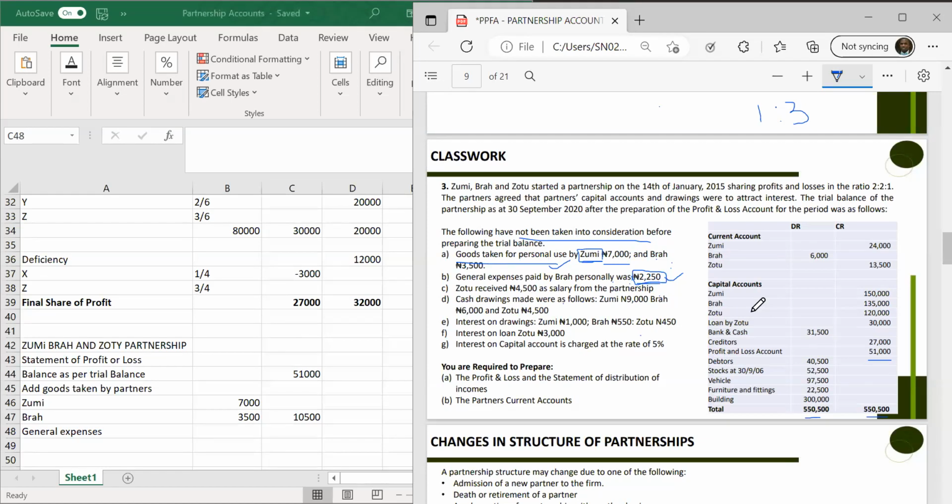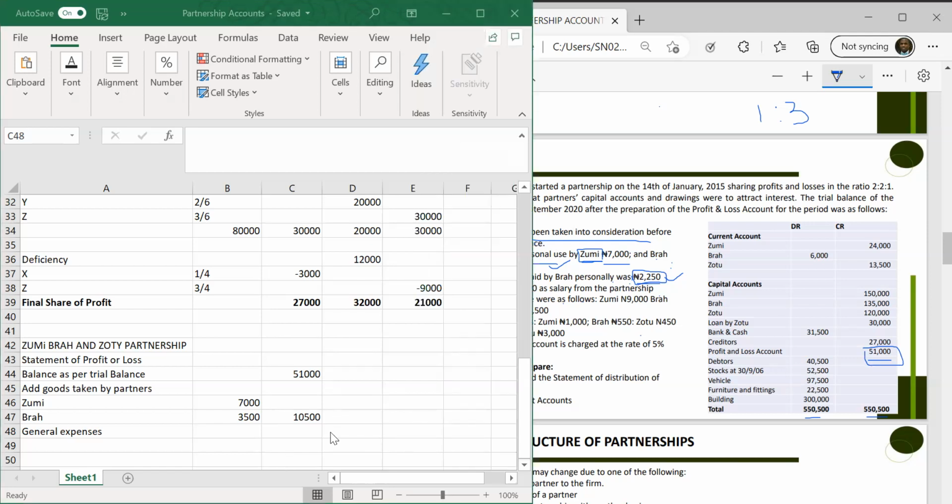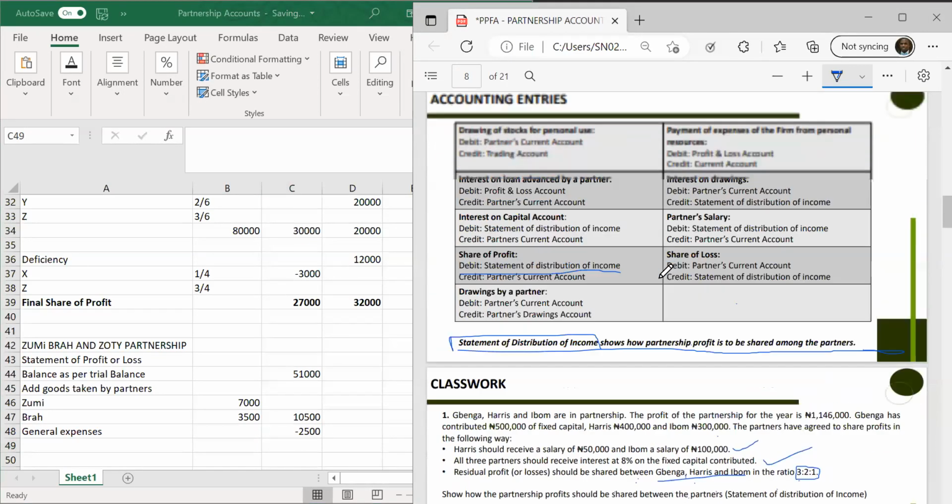Are you guys with me? Yes, sir. Am I losing you guys? No. Okay. If Bra had not paid it directly from his own pocket, the business will have paid for the general expenses. So it will be what? It will be a debit. That will have actually reduced this amount if it was factored in from the get-go. So that is a debit minus 2,250 because he paid it himself from his personal account.